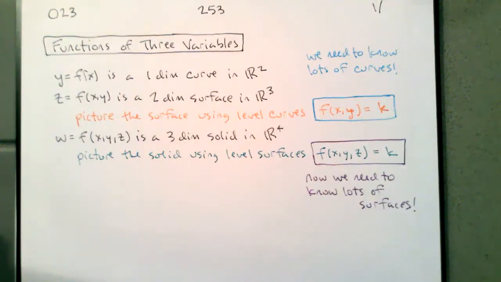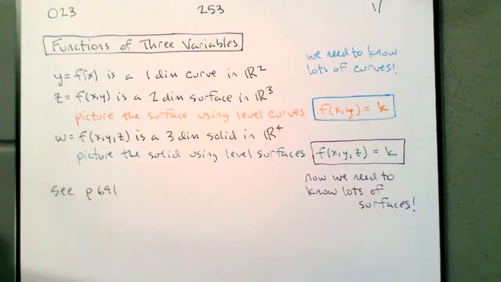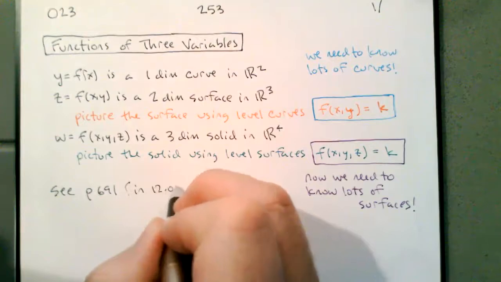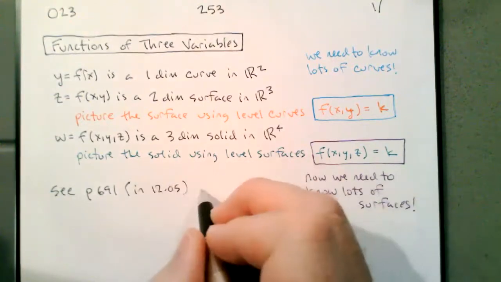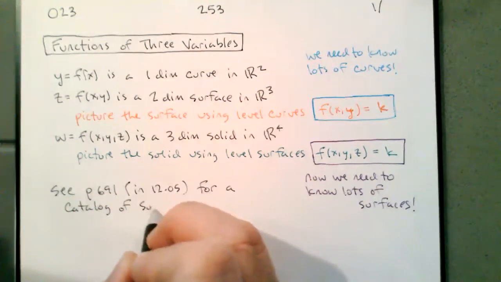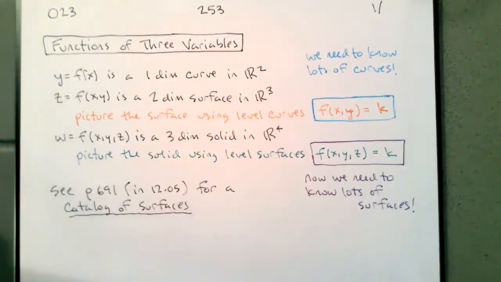Now we need to know lots of surfaces. A great place to start looking at surfaces in your textbook is on page 691, in section 12.5. You have what's described as a catalog of surfaces.